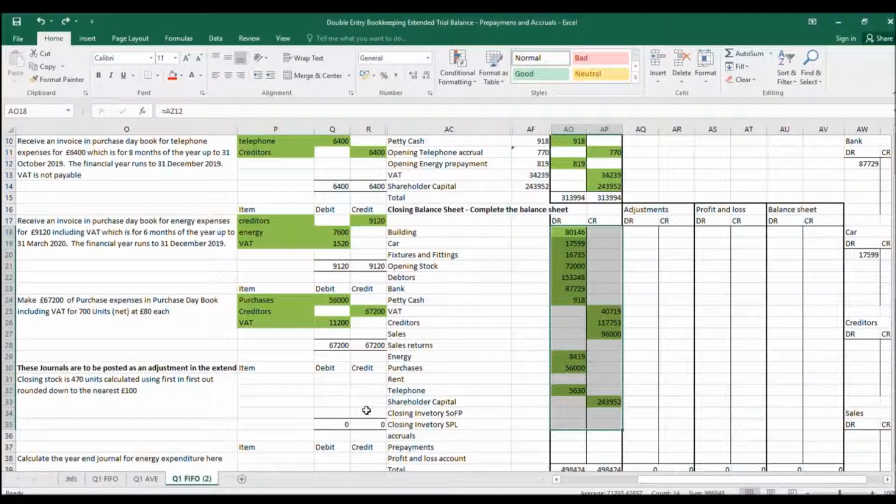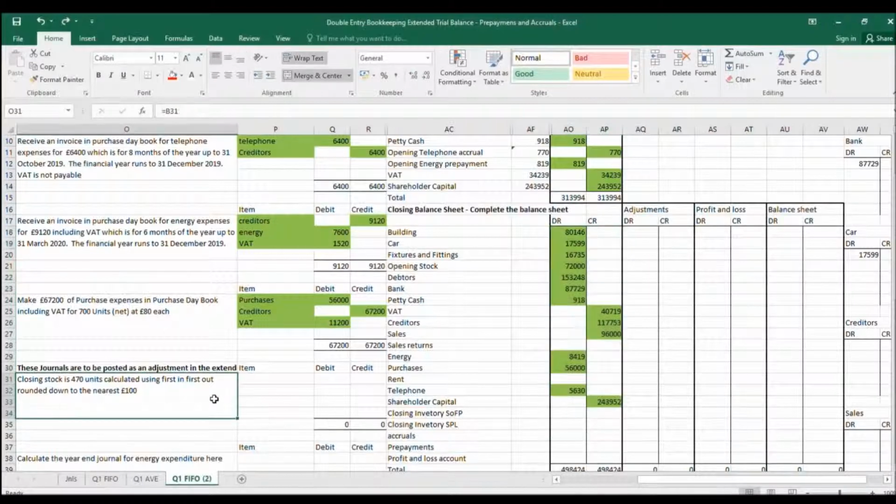Right. Let's now get down to our year-end journals. So closing stock is 470 units, and it's calculated using first in, first out, rounded down to the nearest £100.